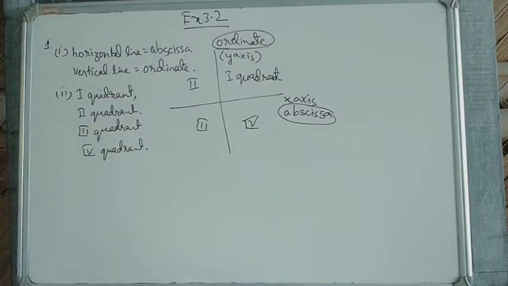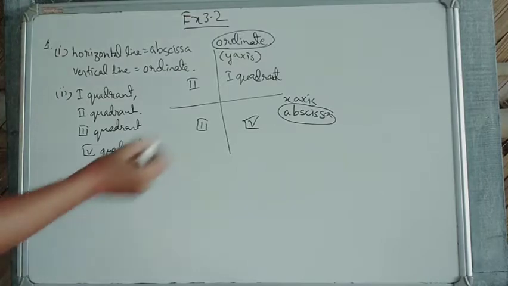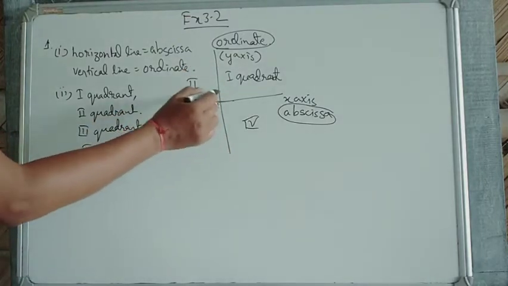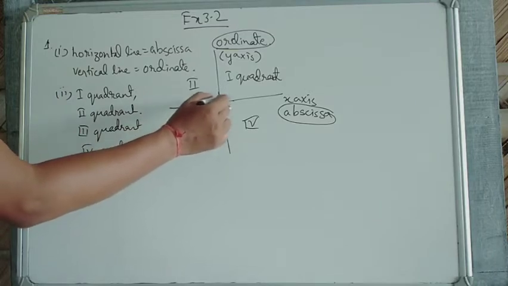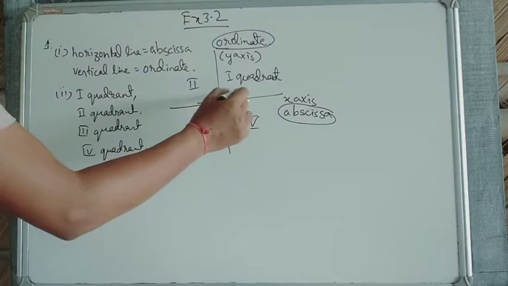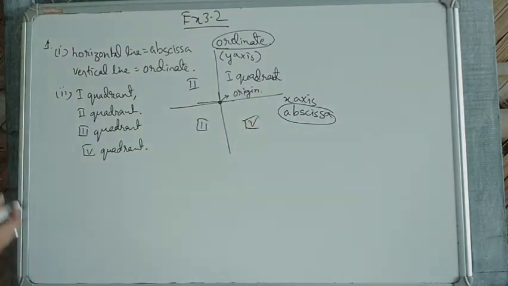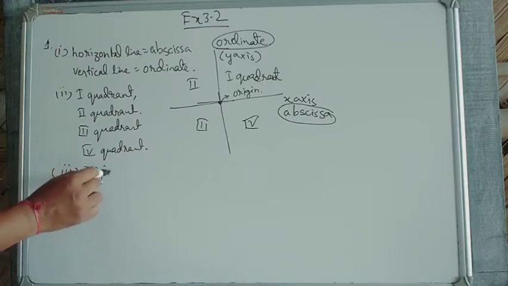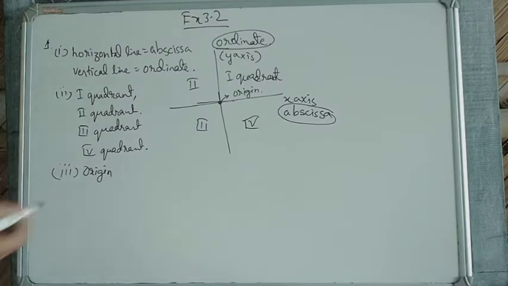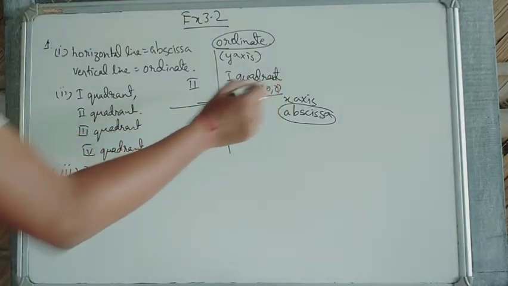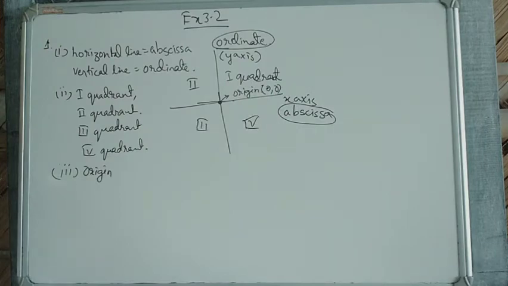Then what is the third question? Write the name of the point where these two lines intersect. This is the point where the lines are intersecting, and this point is called the origin. I have explained all this in the previous one. Origin. And for your knowledge, the coordinate of origin is 0, 0, which we don't need in the question. Now, question number 2.